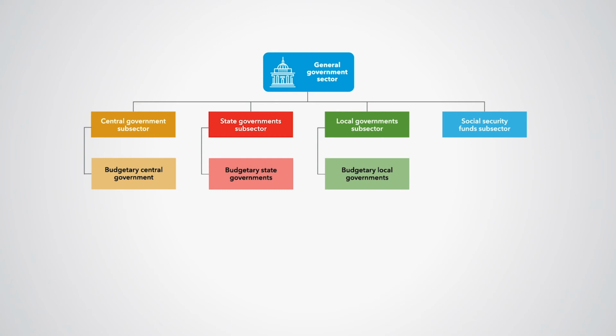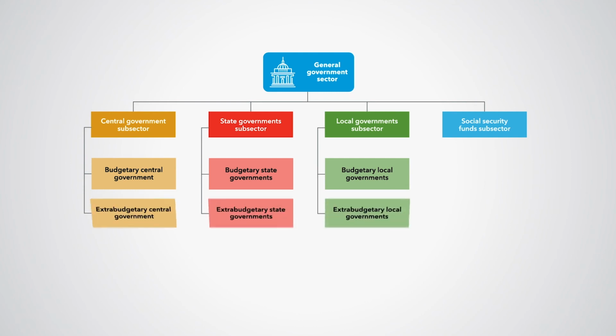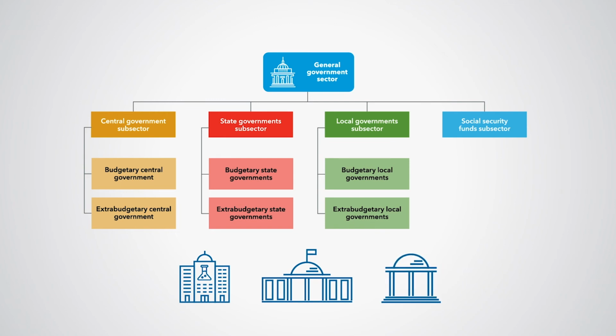There may also be government units with separate legal identities and significant autonomy to conduct their economic activities. These entities are called extra budgetary units because they have separate budgets and their own revenue sources, usually supplemented by grants from the budgetary government. Examples of these units include research institutes, government boards, and regulatory agencies. These extra budgetary units collectively compose the extra budgetary units subsector.